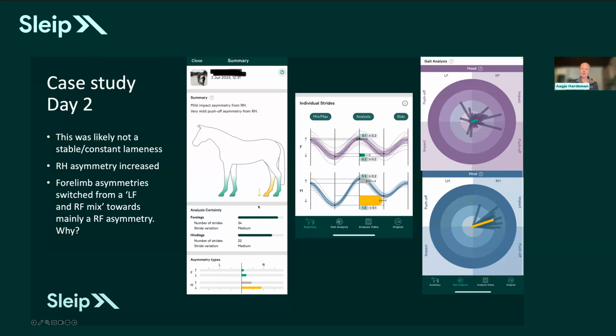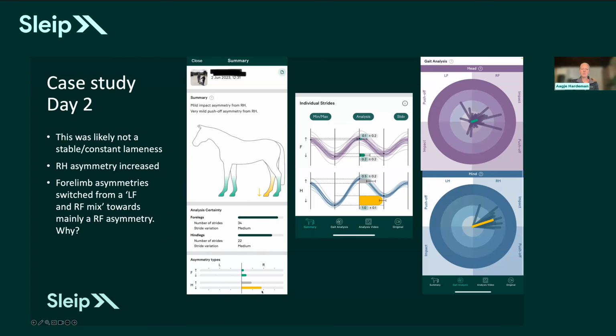Yeah, going to the data, like we saw before, the forelimbs look green in the horse picture. The right hind actually got yellow in here, still with an arrow down. Data quality wise, we're still doing fine. Looking at the asymmetries in the graphical illustration, you see that you actually have both a push-off and an impact component going on the right hind.